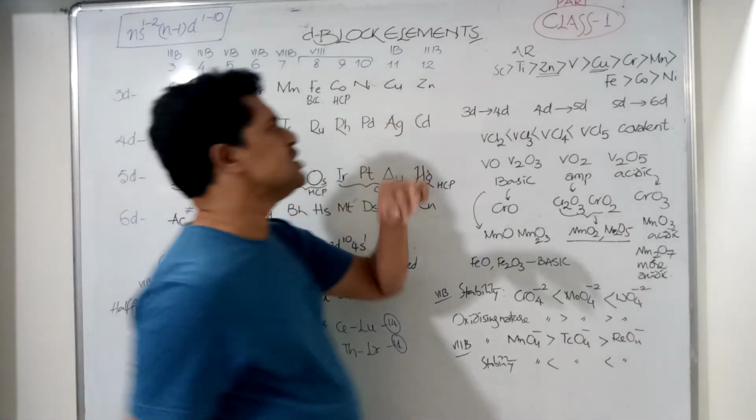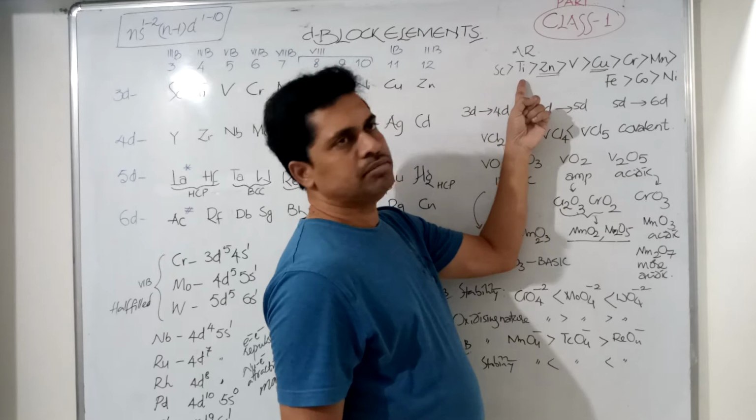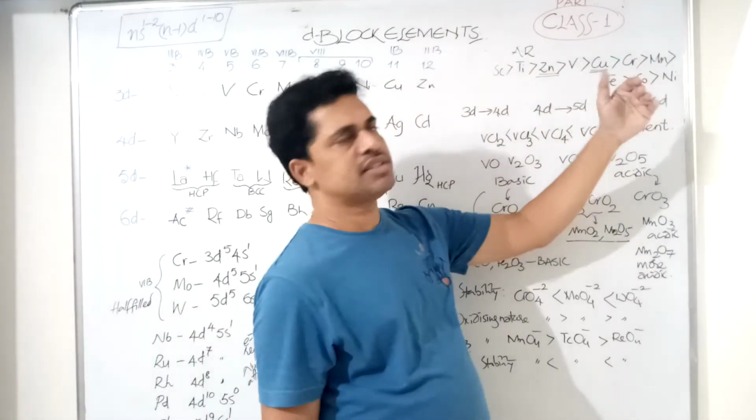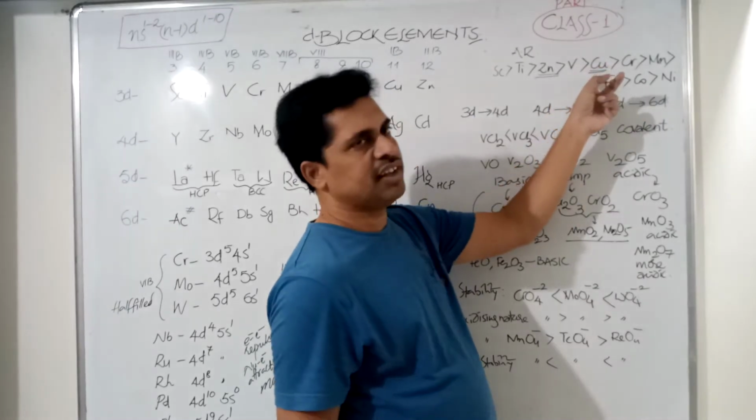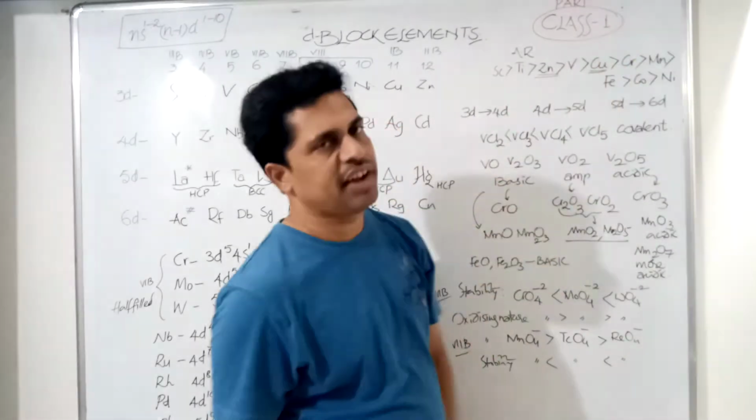Here is an order you can see. Scandium, titanium, and so on: across the period it should decrease, but zinc is here as an exception. Vanadium, copper is here, again an exception. The remaining are in regular order.